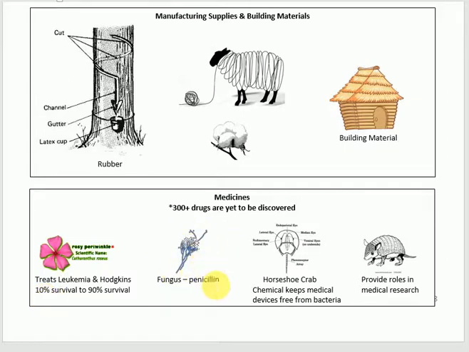Fungus, for instance, gave us penicillin. This horseshoe crab, these are actually captured. They're not killed, but they're just captured. And their blood is actually used to keep medical devices free from bacteria. There's actually a chemical in their blood. And then there's, of course, other animals that give medical research.